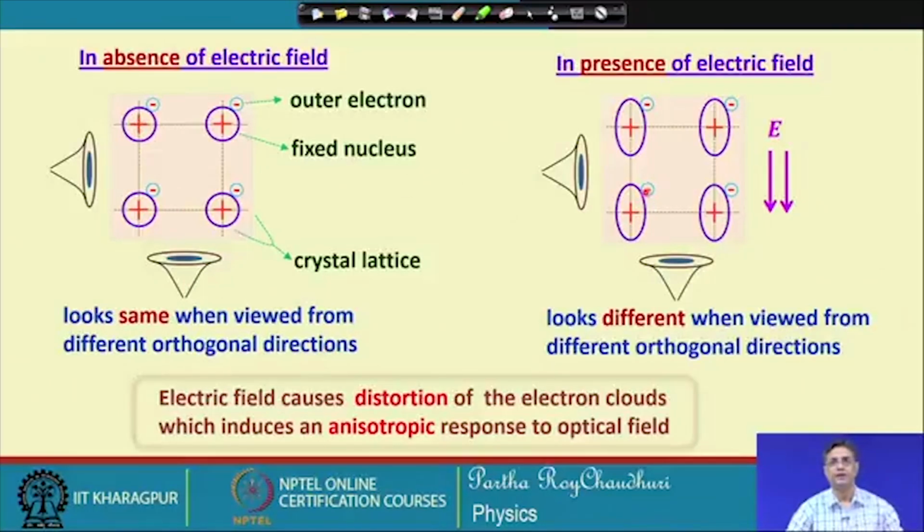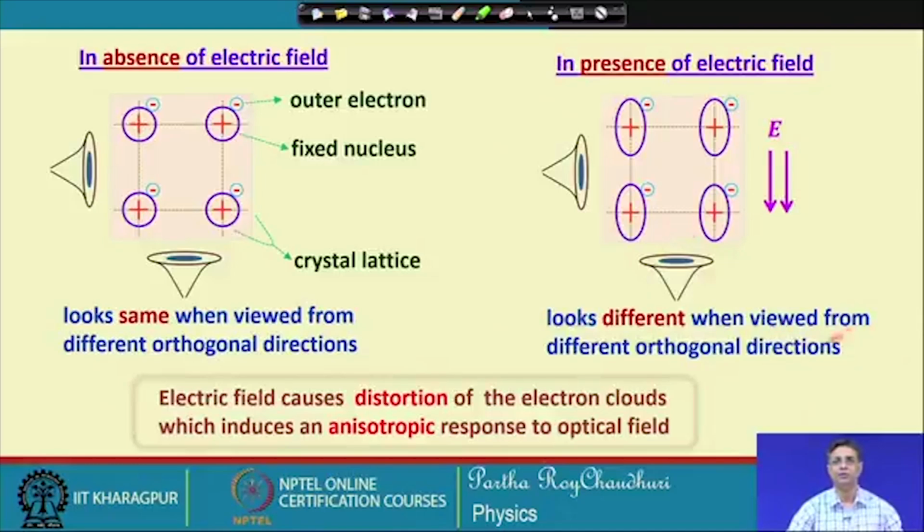On the contrary, in presence of an electric field, there will be a distortion in the electron clouds. Simply looking at the electron orbits, there has been a modification, a change in the shape of this. So, if you view from the two orthogonal directions, that is from this side and from this side, they will appear different. If you have applied the electric field in this direction, the distortion of the electron cloud will appear like this.